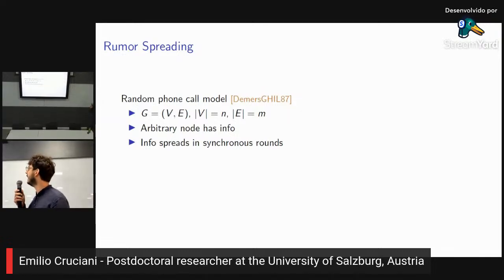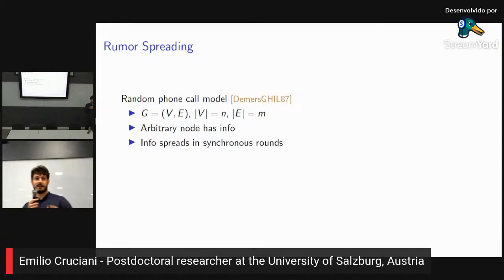Okay. So the classical model is also called the random phone call model. It was introduced in the 80s, and it works like this. We have a graph. During the talk, I'll call n and m the number of nodes and edges of the graph. I'm just saying it now because it will appear sometimes. So we have a graph and initially some arbitrary node has a piece of information.